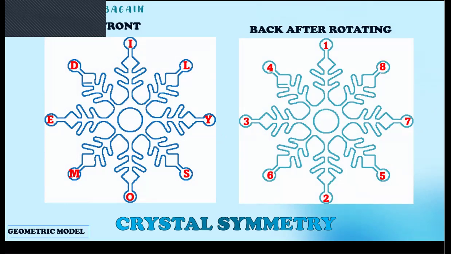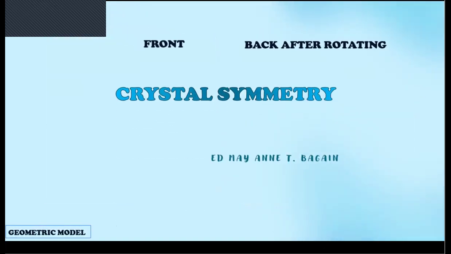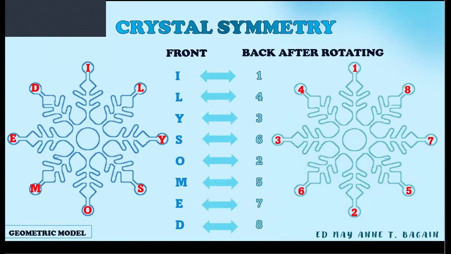And this one, as you can see, I defined the back twice. As it is, meaning how it is if you look at the back without rotating it, and back after rotating it, which shows the numbers at the back. So it will show 1, 4, 3, 6, 2, 5, 7, 8, and ILYSOMED.